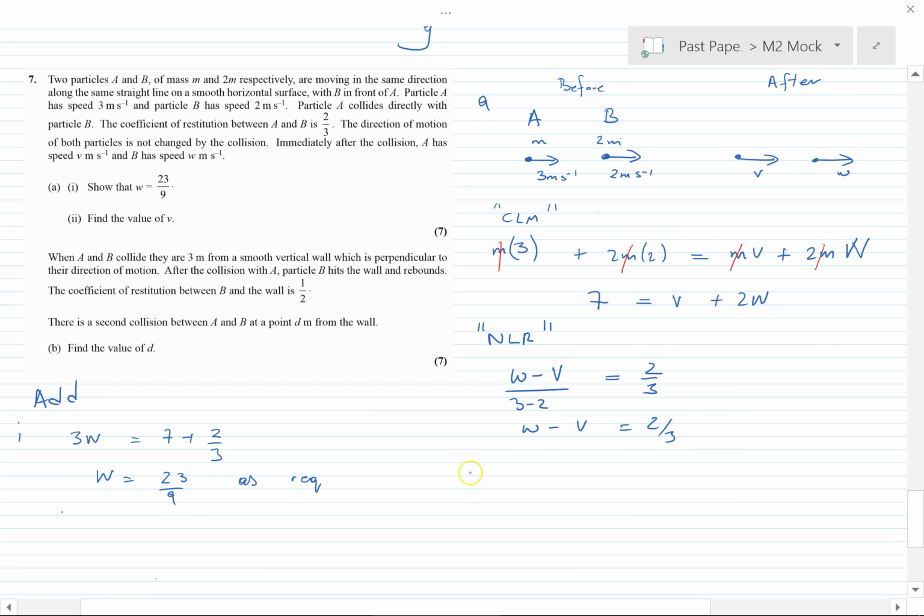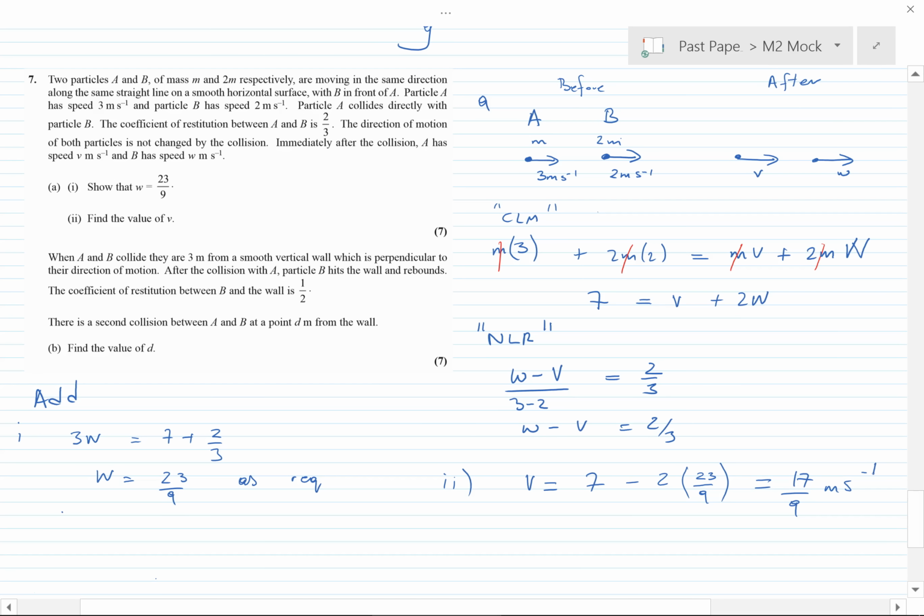And then part 2, we can now easily just put the 23 over 9 back into either of these two. So let's put it back into this one. We have V is equal to 7 minus 2 times 23 over 9, so that's 46 over 9, 63 minus 46, which is 17 over 9 meters per second. Okay, so that's the first part.